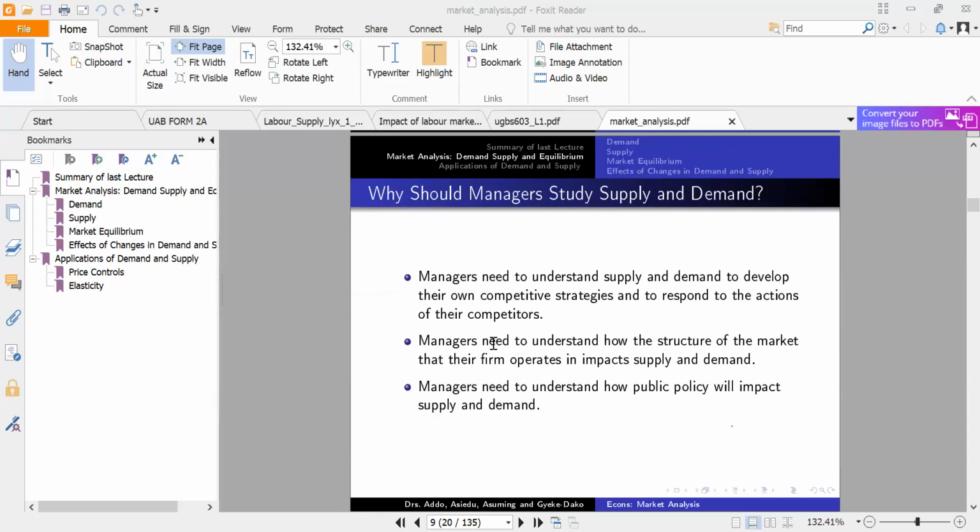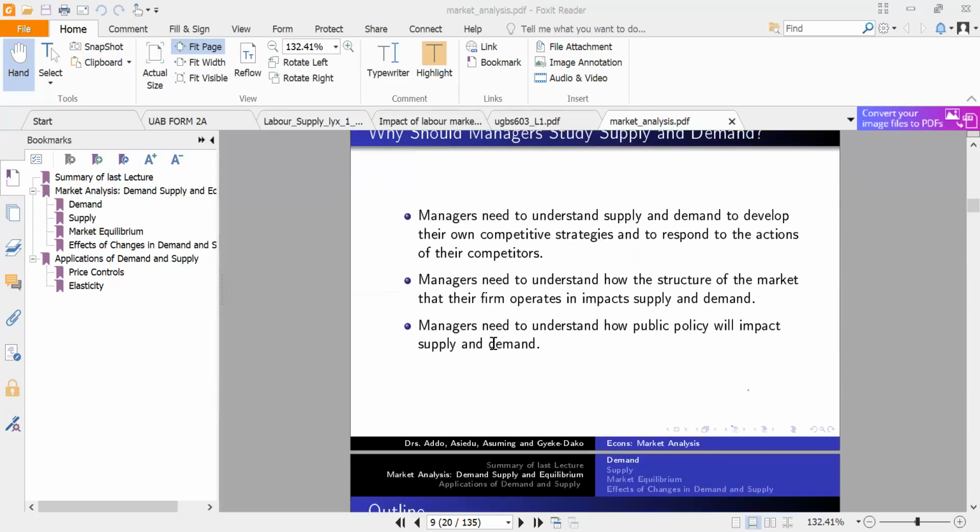Managers also need to understand how public policy will impact supply and demand. Government policies can also change demand. Government policies on wages, salary, taxes, subsidies, they can all change the supply and demand. Government can also impose some tariffs on suppliers or give subsidies to firms that will change the supply in the market. So you need to understand.